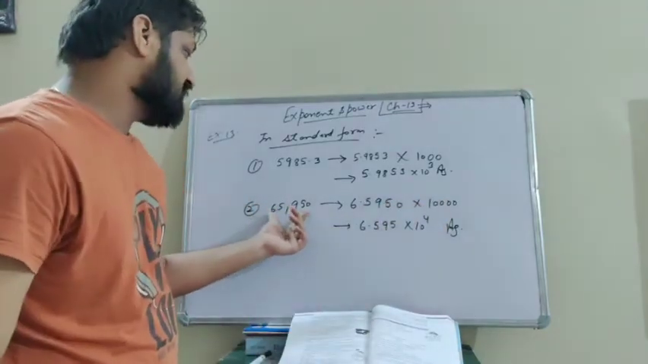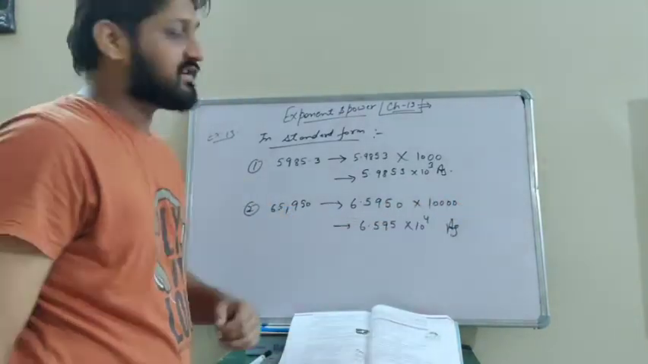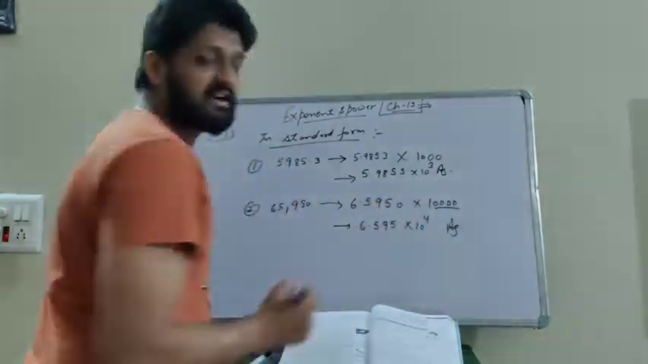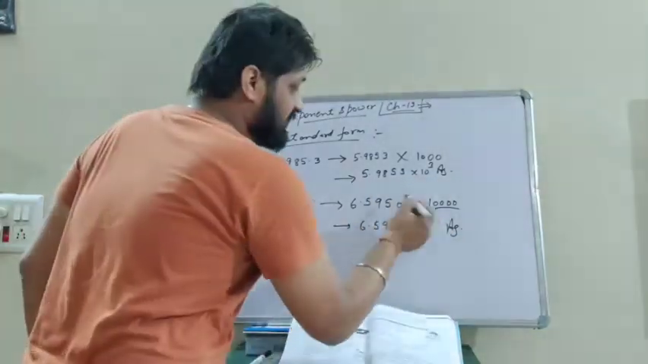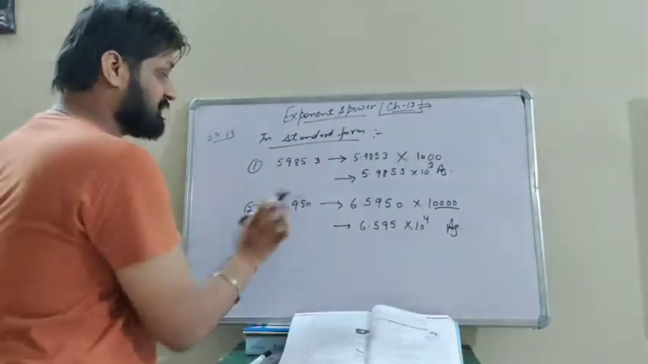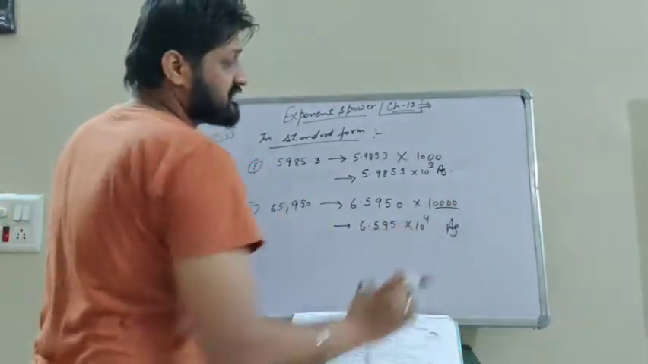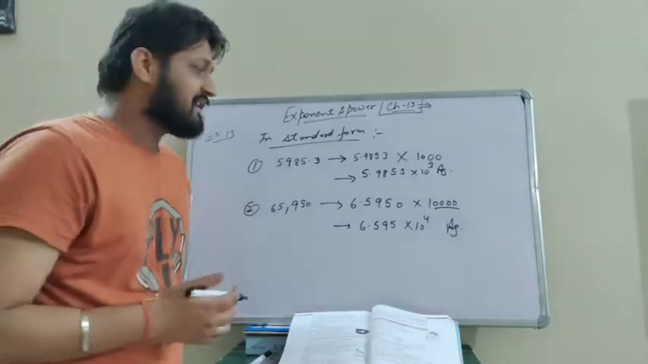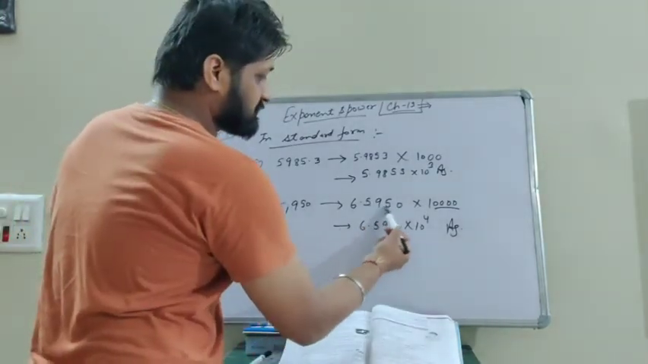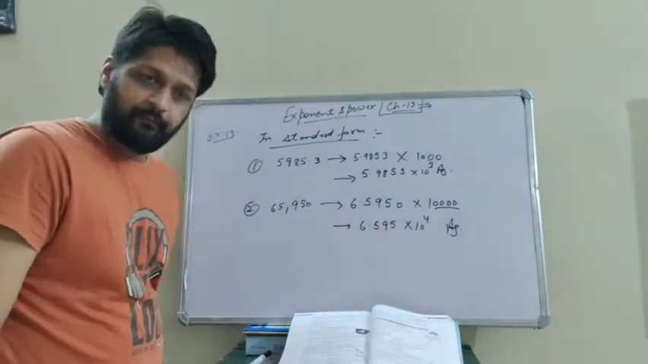So what we have done, first of all, we multiplied this by 10,000. 10,000 means 4 zeros are there, so we have to shift the decimal. Initially there is no decimal in this number, but 4 zeros are there, so we have to shift the decimal four places in order to overcome that effect. So 1, 2, 3, 4, so 6.595 times 10 raised to the power 4.